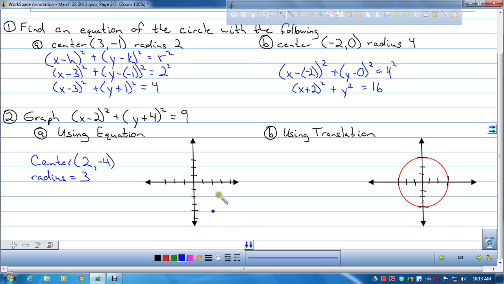Now, easiest way to graph this then is to move directly up, down, left, and right 3 units. So right 1, 2, call it 3 over here. 1, 2, 3 up here. Let's move this one in a little bit closer to there. 1, 2, 3, about right there, and 1, 2, 3, about right there. Kind of hard to draw a circle here, but I'll do my best.